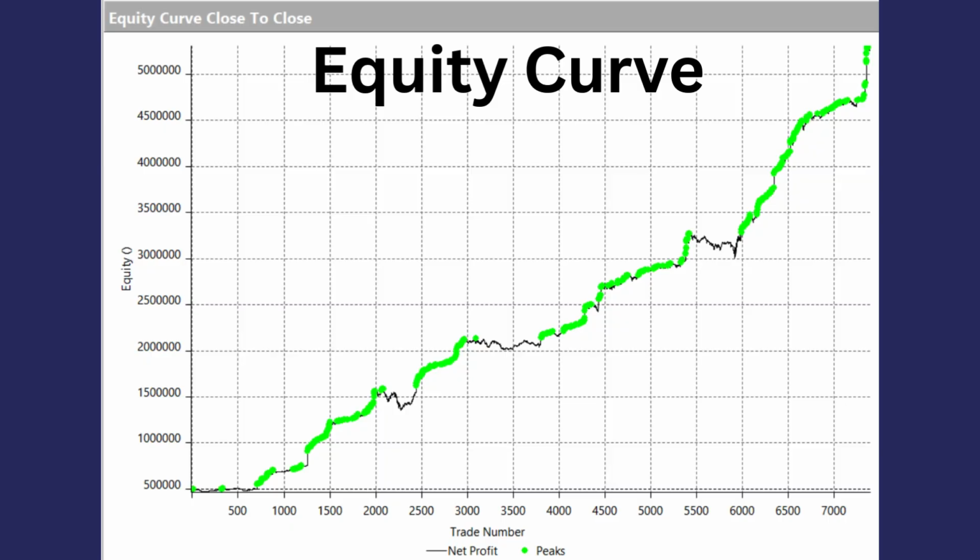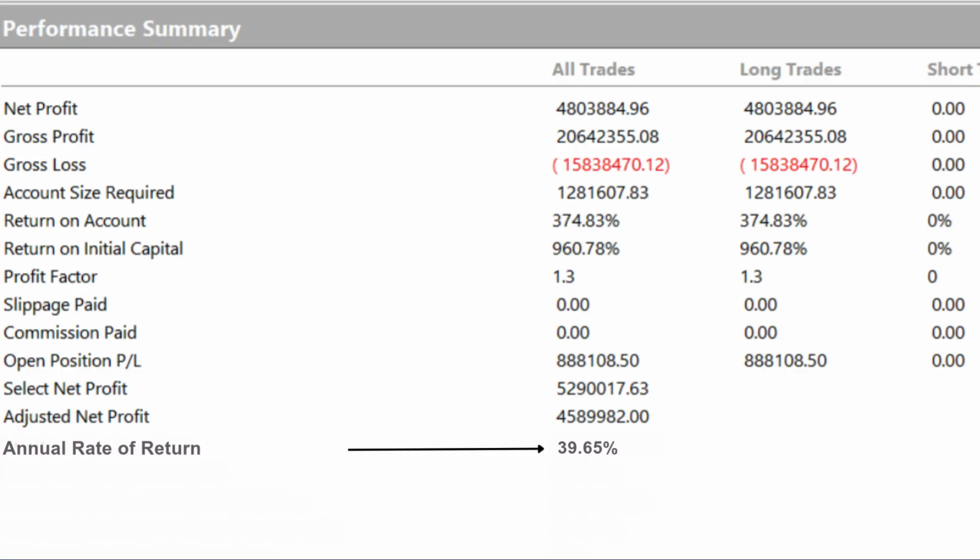Let's look at the equity curve. Pretty impressive, huh? Looking at the performance summary, the strategy is positive. It has a profit factor of 1.3, which can be further improved. I'll probably talk about it in one of my future videos. The annual rate of return is pretty high at 39+%.